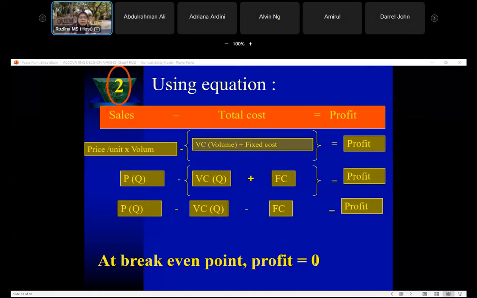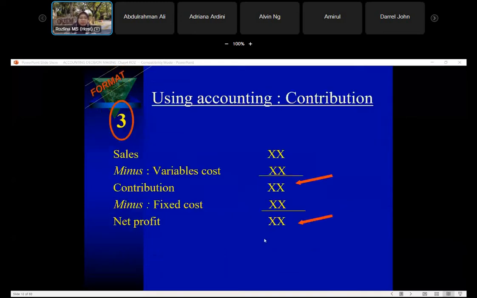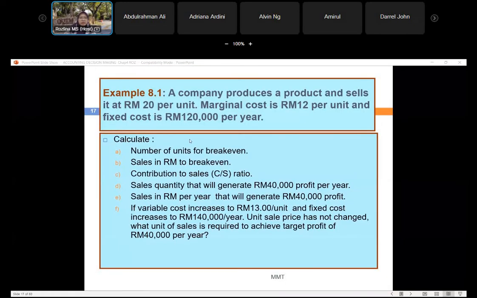At the break-even point, the profit is 0. So you can get sales equal to total cost. Total cost, bring to here, then you get sales equal to total cost if you talk about the break-even point. Also you have the accounting format, this one is marginal costing. Like I said before, sales minus variable cost, you get contribution, minus the fixed cost, you get the net profit.